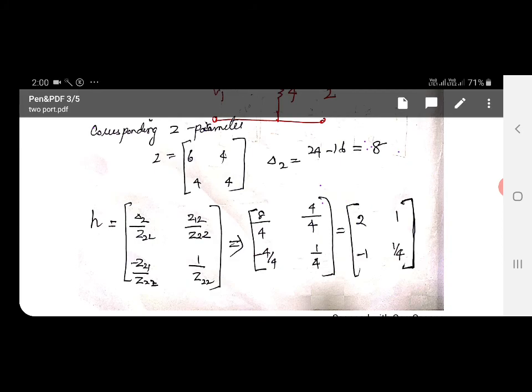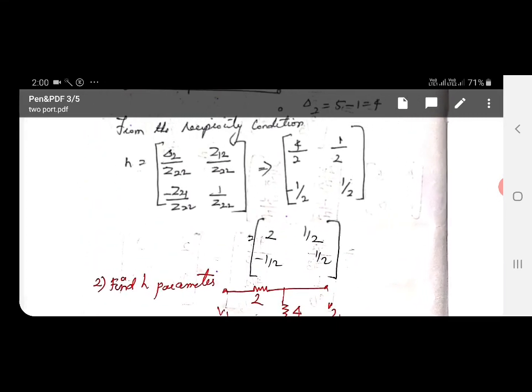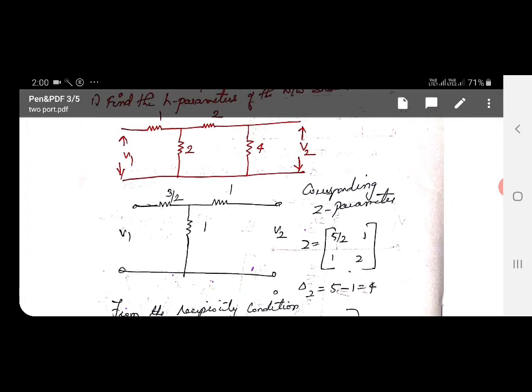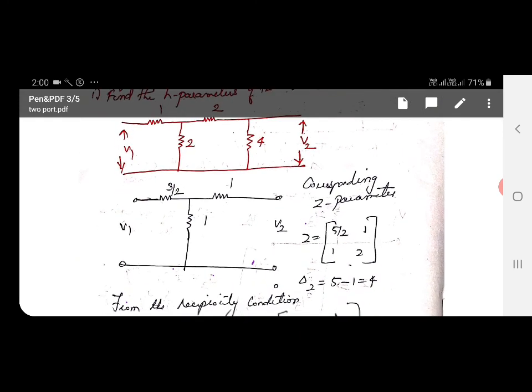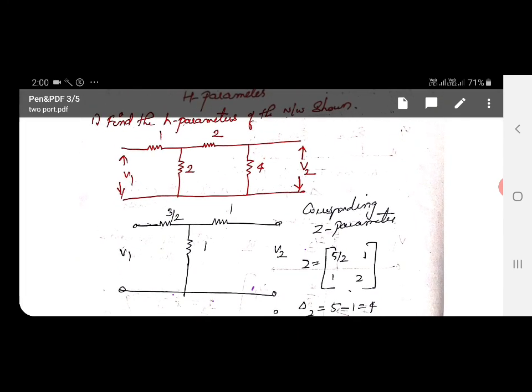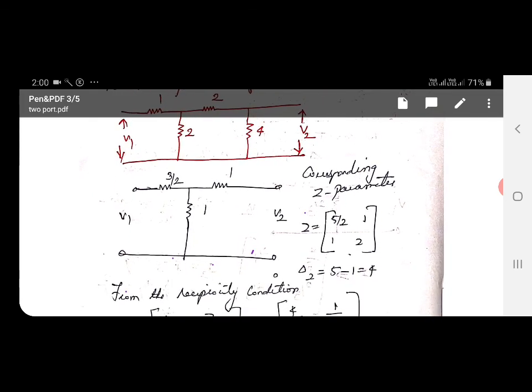In this video we saw the hybrid parameters and the methods for obtaining them. For any given network, we must convert it into a standard T or pi network so that we may obtain the corresponding Z or Y parameters, and then proceed to the reciprocity table. From that we can obtain the equivalent H parameter, which is a very easy method.